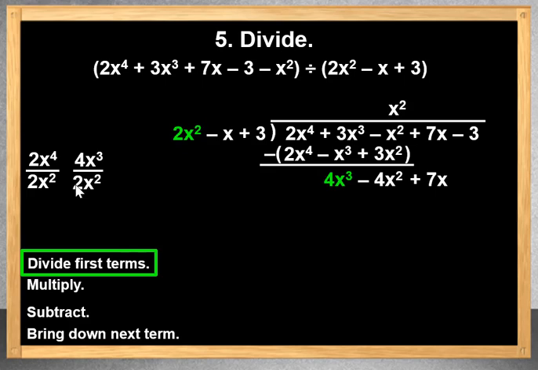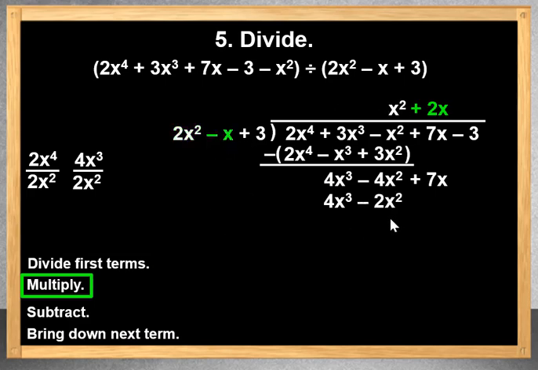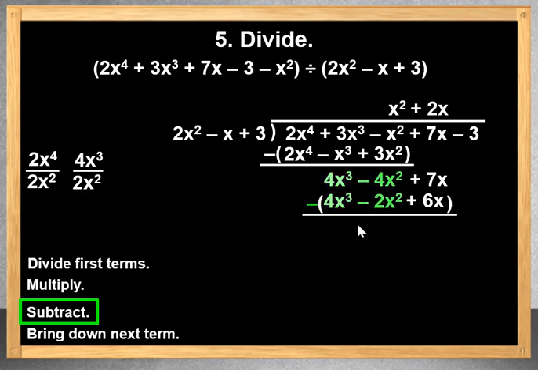4 divided by 2 is 2, and then the x's, I just get x. So positive 2x. We'll multiply 2x times 2x squared, 4x cubed; 2x times negative x is minus 2x squared; plus 6x. Now we're going to subtract. 4 minus 4 is 0. This becomes plus 2, so negative 4 plus 2 is negative 2x squared. 7 minus 6 is 1x, so plus x. Bring down minus 3.